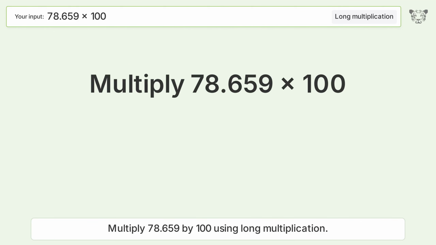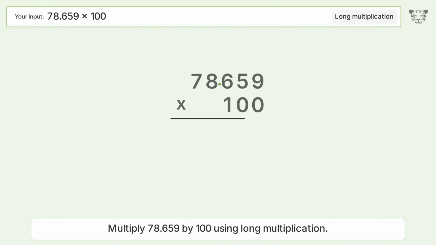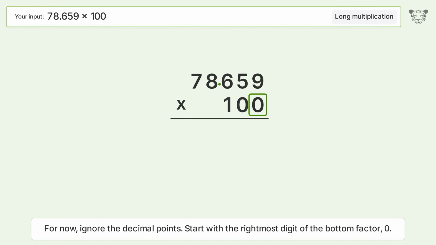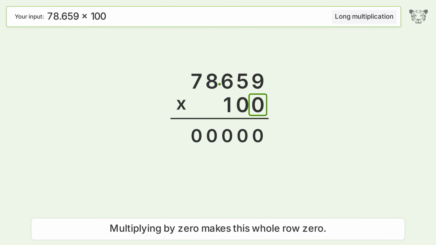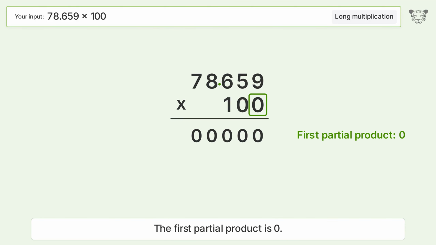Multiply 78.659 by 100 using long multiplication. For now, ignore the decimal points. Start with the rightmost digit of the bottom factor, 0. Multiplying by 0 makes this whole row 0. The first partial product is 0.